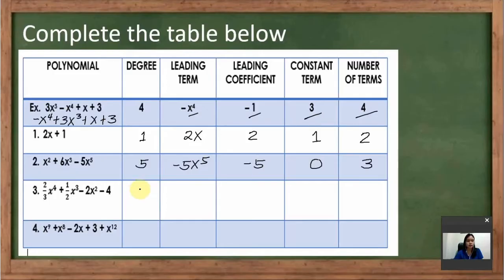Next number, the degree is 4. We have the leading term is 2/3 x raised to 4. The leading coefficient is 2/3. The constant term is -4. The number of terms is 4. Last, we have x raised to 9 plus x raised to 8 minus 2x plus 3 plus x raised to 12. Here, the degree is 12. The leading term is x raised to 12. The leading coefficient is +1. The constant term is +3. And there are 5 terms.